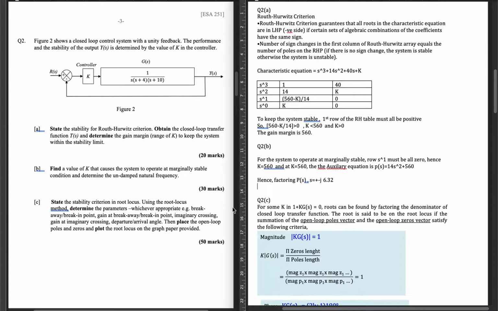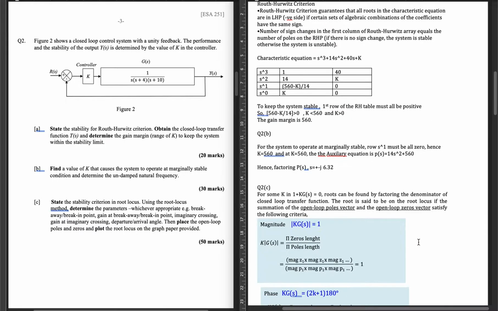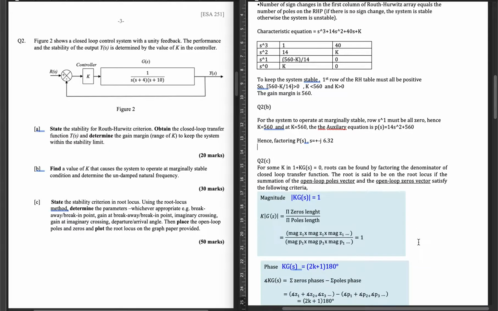So okay, let's move on to the stability criterion in the root locus. As we discussed before, the stability criterion is 1 plus kG(s) equals 0. And then from there we have to find the magnitude and also the phase.